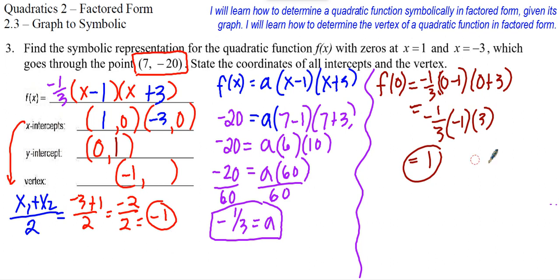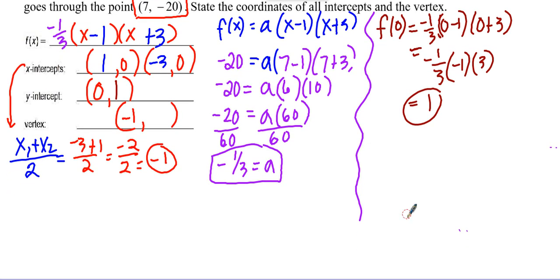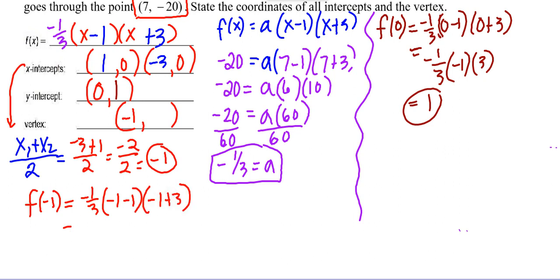But I still don't have the y of the vertex. In order to get that, I have to plug in negative 1 into these two factors. So I have f of negative 1 equals negative 1/3 times (negative 1 minus 1) times (negative 1 plus 3). So we have negative 1/3, that's a negative 2, that's a positive 2, right?